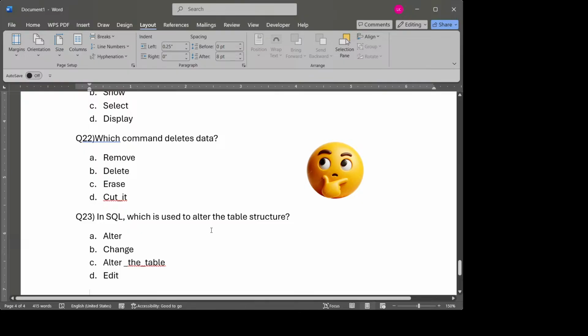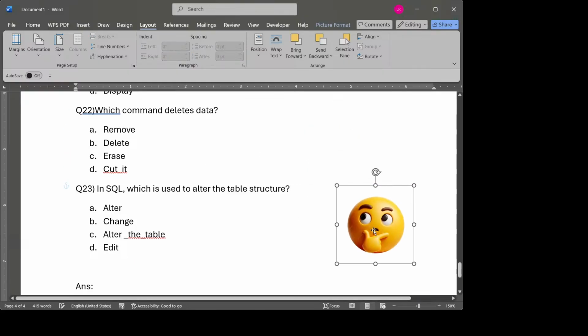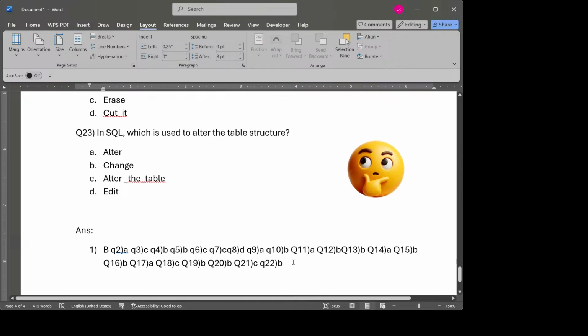So we have one table. What do we want? We want to modify it. Yes, we want to change this structure, schema, maybe the data type, or maybe anything else there. So which command is used? So its answer is alter. Question 23A. Okay.